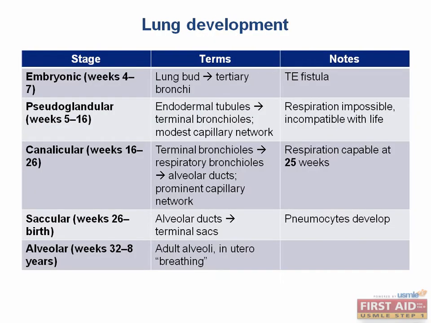The lung bud eventually divides into 2 bronchial buds that will branch off and form the 2 main stem bronchi, giving rise to both secondary and finally tertiary bronchi. Here we can also see the pathologic development of a tracheoesophageal fistula.